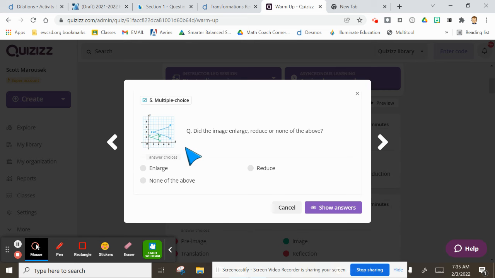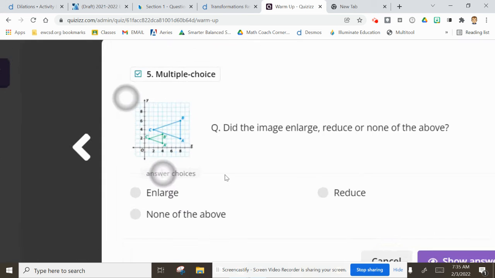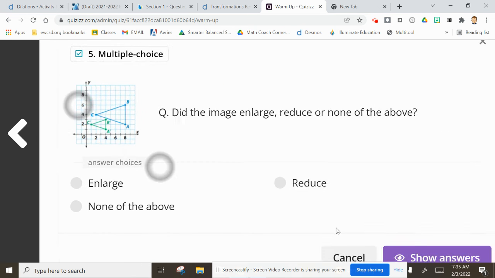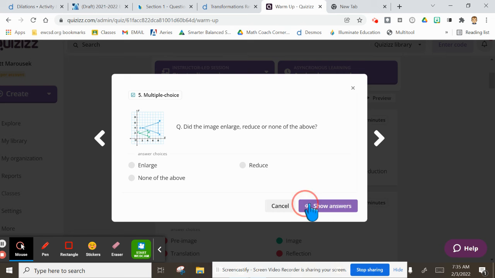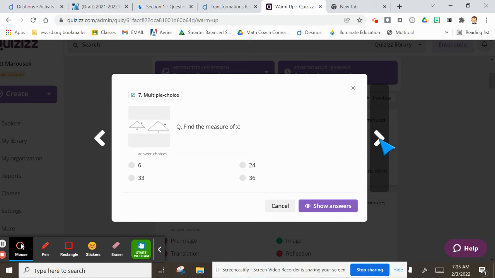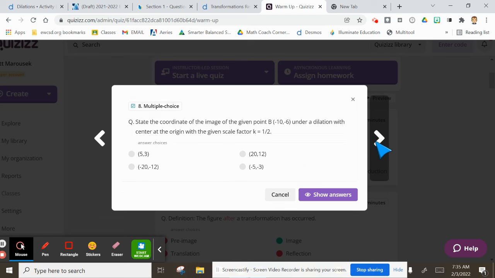All right, look at the image. Did it actually reduce or enlarge? And make sure when you look at images that you start with the ones that don't have the prime signs. These have little apostrophes that are prime. That's the image. This is the pre-image. So this is the first one. This is the second one. It's pretty obvious to see that it's getting smaller. So when it's getting smaller, it's a reduction, okay? Reduce. All right. As I keep going through, you can get through this pretty easily.